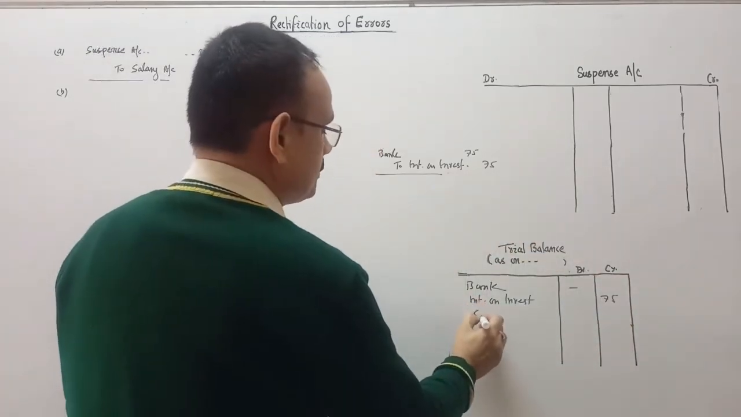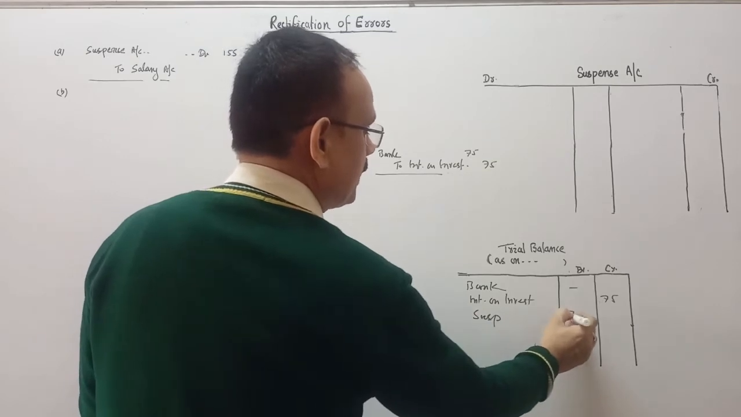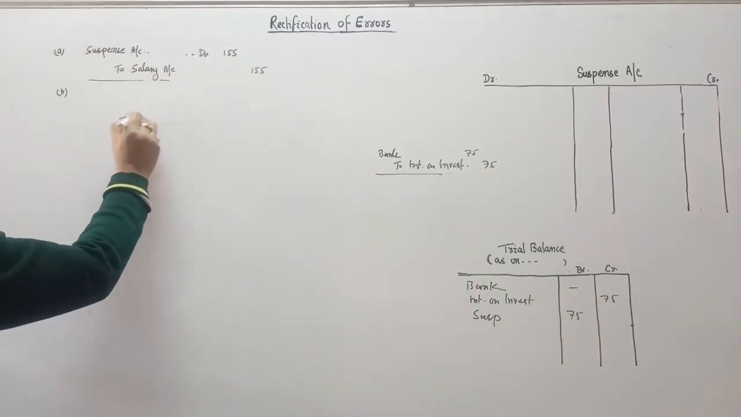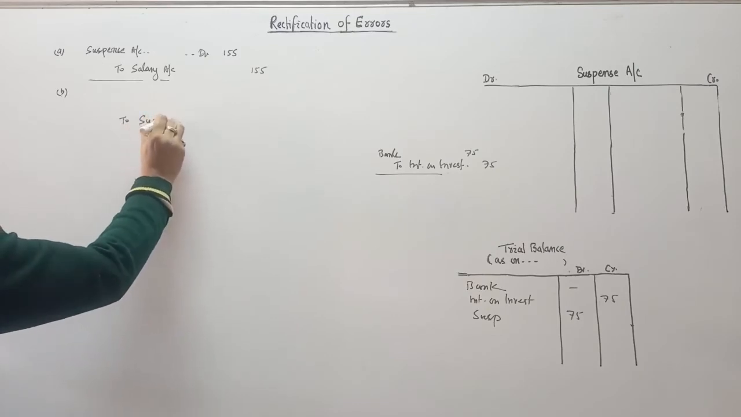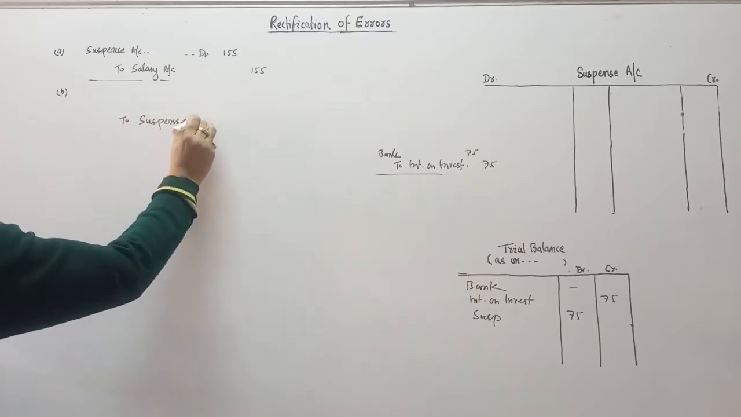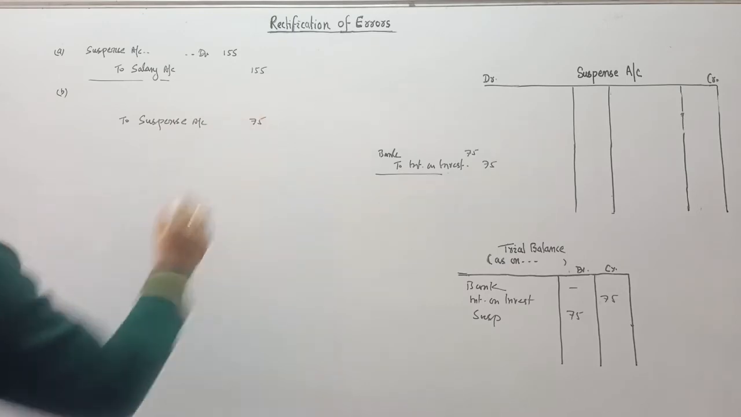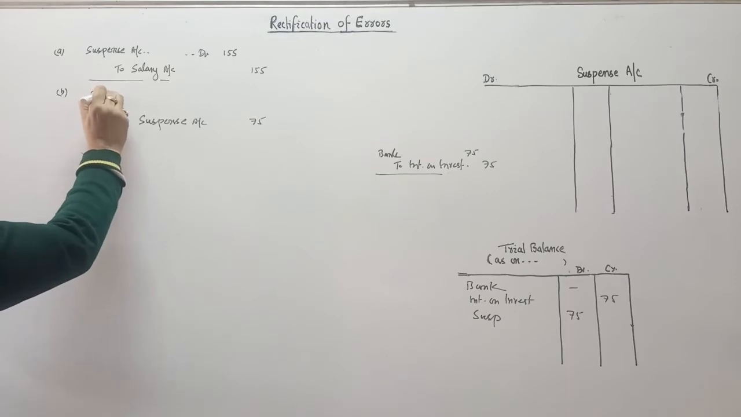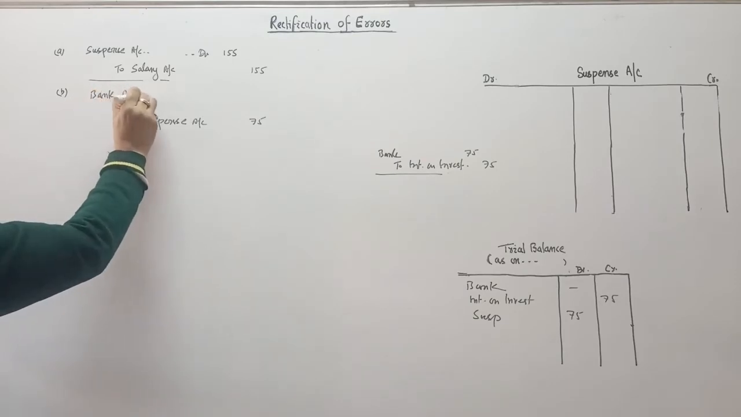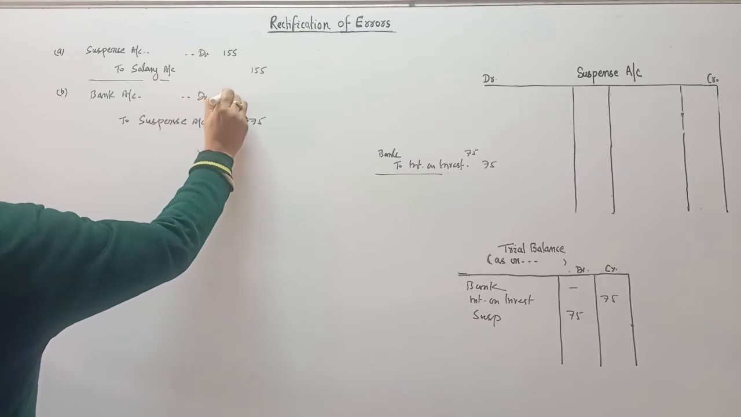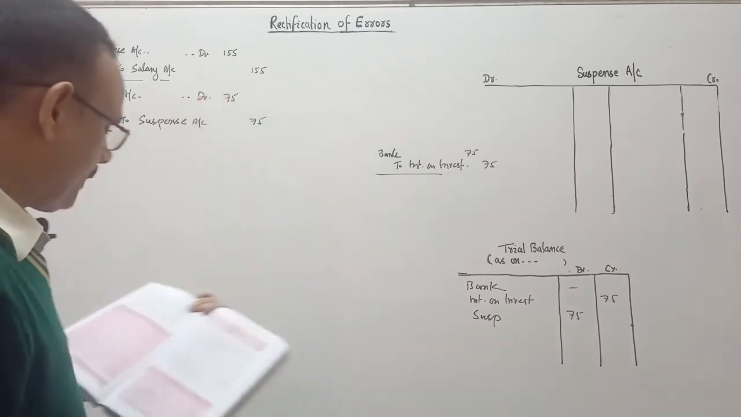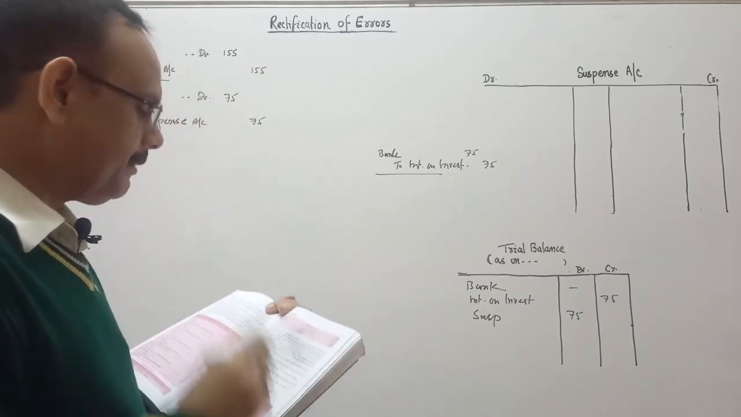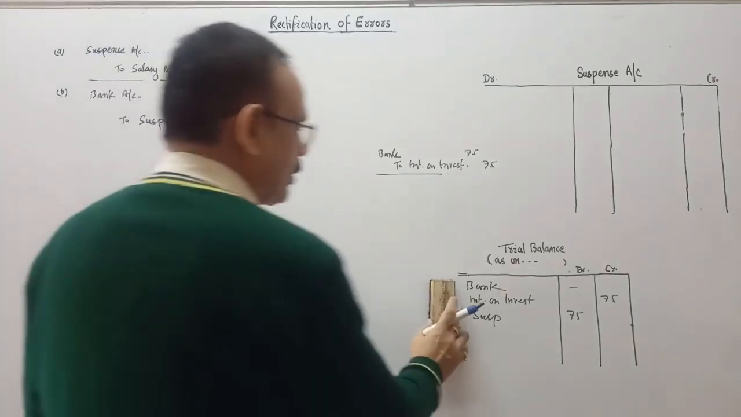So the trial balance is mismatched, and because of that 75 rupees is opened in the debit side as suspense. So to cancel the suspense we have to credit the suspense account first. Suspense account will be credited by 75, and bank account will be debited by 75 because we have not recorded it in the bank column of the cash book. So bank account debit to suspense account, 75. Is it clear? Now coming to the next.